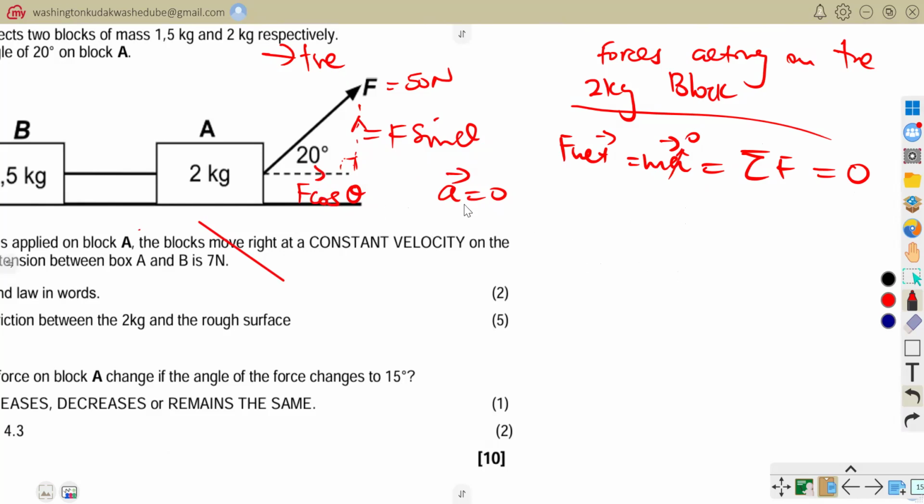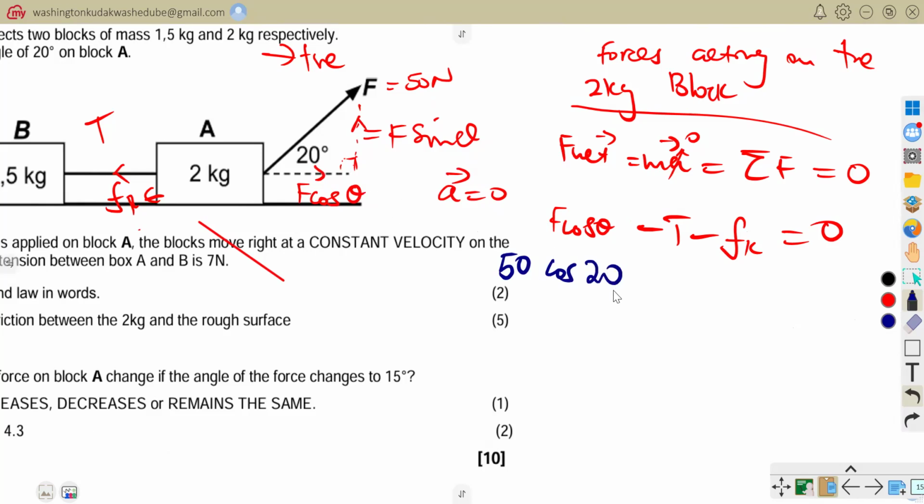So this one is going to say F cos theta minus our tension, which is going to the left, minus our frictional force, which also goes to the left. Kinetic frictional force is equal to 0. Now, F is 50 newtons, so 50 cos the angle, which is 20, minus the tension, which is 7, minus Fk, that is what we are looking for, equal to 0.